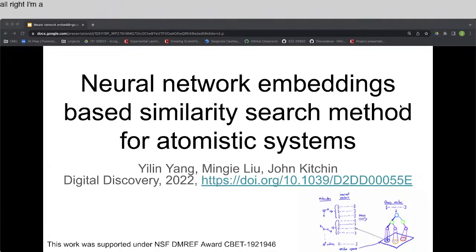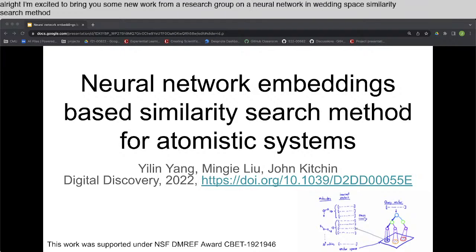All right, I'm excited to bring you some new work from our research group on a neural network embeddings-based similarity search method for atomistic systems. This work was done by Yelin Yang and Mingji Liu, who recently graduated, and was published in Digital Discovery.